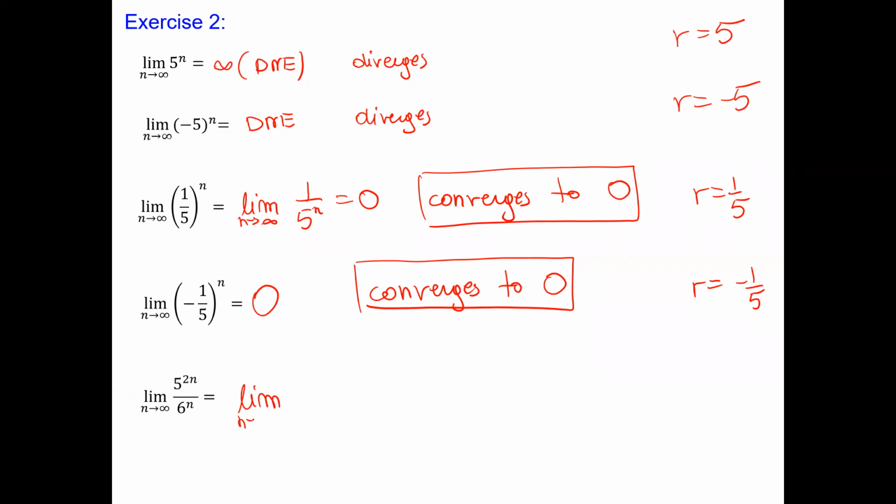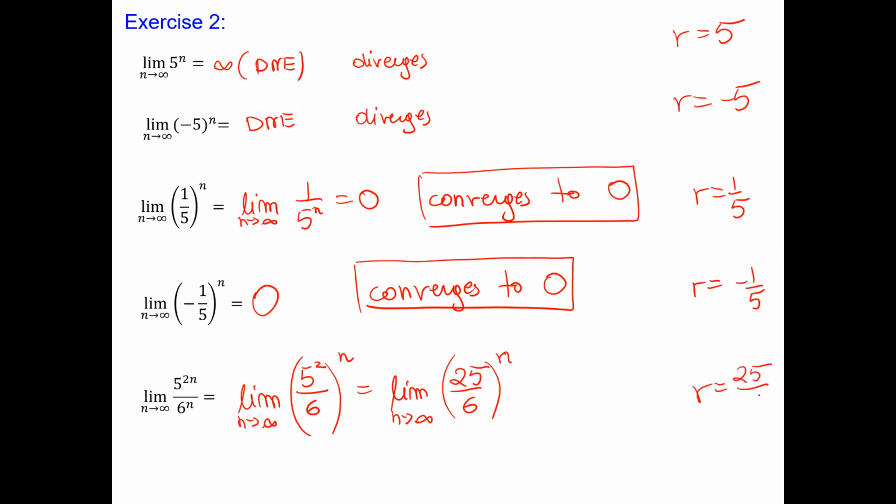A little bit of algebra. We have 5 to the power of 2 and 6, and everything is taken to the power of n. 25 over 6, that's the common ratio. This is a number greater than 1, of course. The limit will be infinity, or if we prefer, DNE. The sequence is divergent.